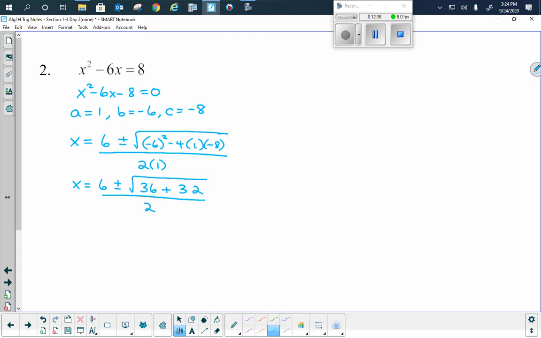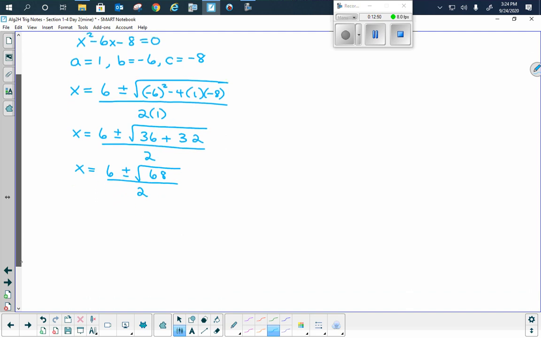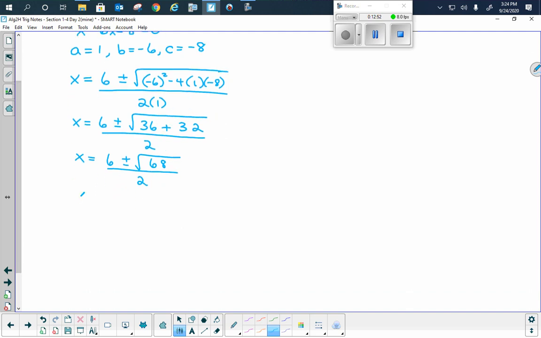Okay, and then at this point, go ahead and make that the square root of 68. And either do your perfect squares, your factor tree, whatever you're fast at now to try to break that down. So this would be 6 plus or minus, well, 4 goes into 68 17 times. So this is really square root of 4 times the square root of 17. All right, so 2 root 17. That does not break down any further, over 2.